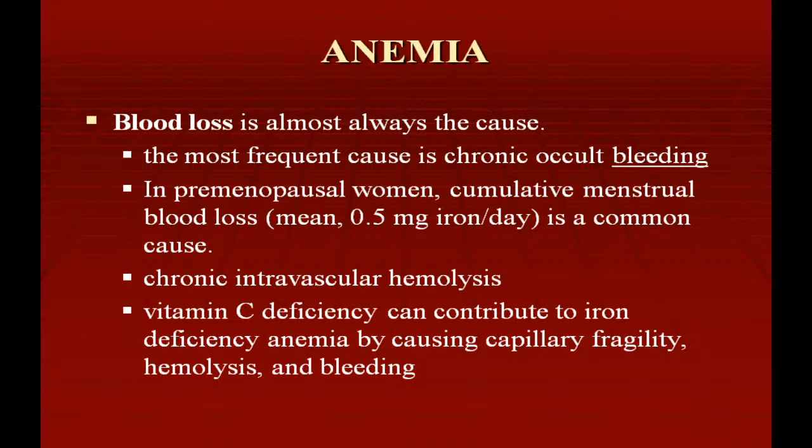So what about iron deficiency anemia? Blood loss is the most frequent cause of iron deficiency anemia. As we said before, it can be acute and chronic, and more often it's chronic occult bleeding. Sometimes we may see it in premenopausal women, who, due to menstruation, have deficiency of iron for years. In some cases we may see such a form of anemia due to chronic intravascular hemolysis or due to vitamin C deficiency. Due to vitamin C deficiency, we see increased capillary fragility, also hemolysis and small bleeding.